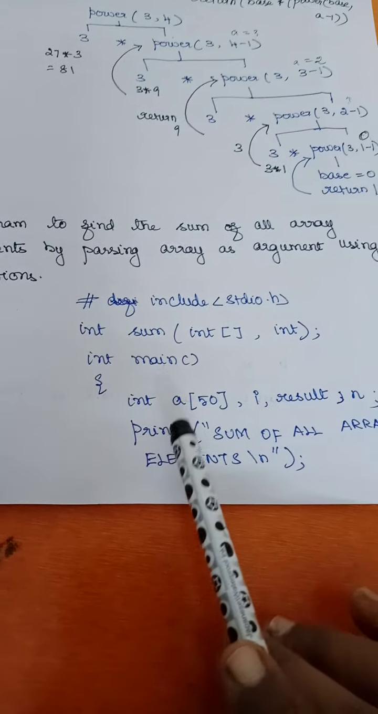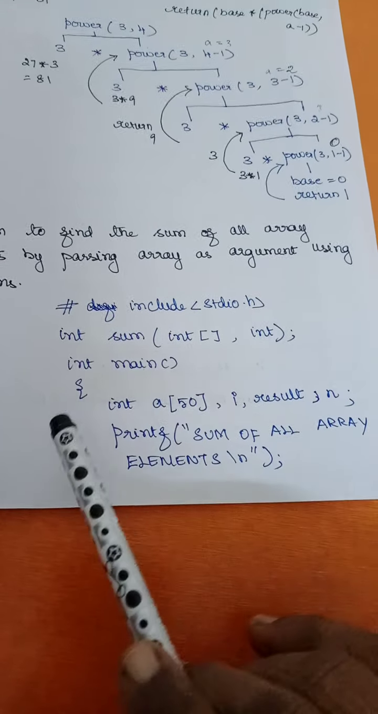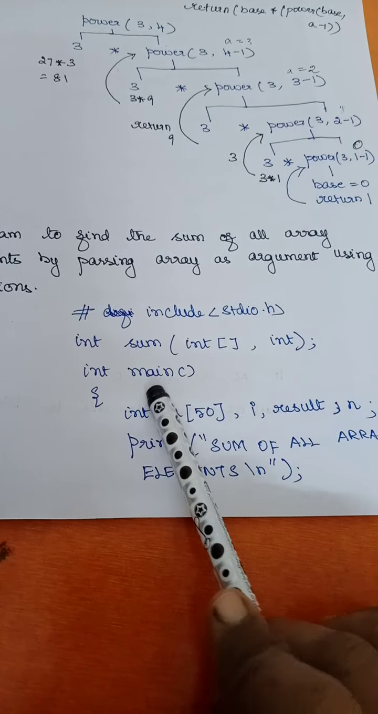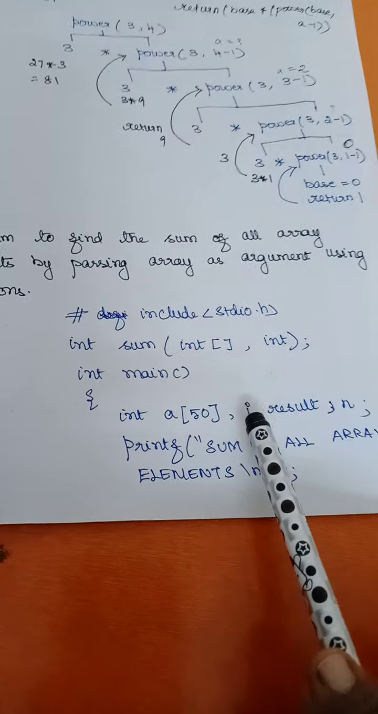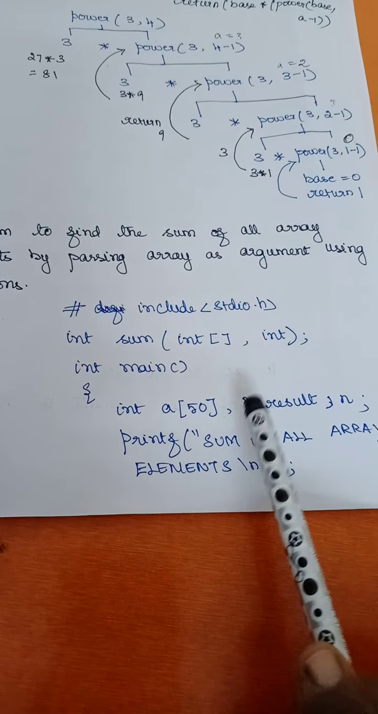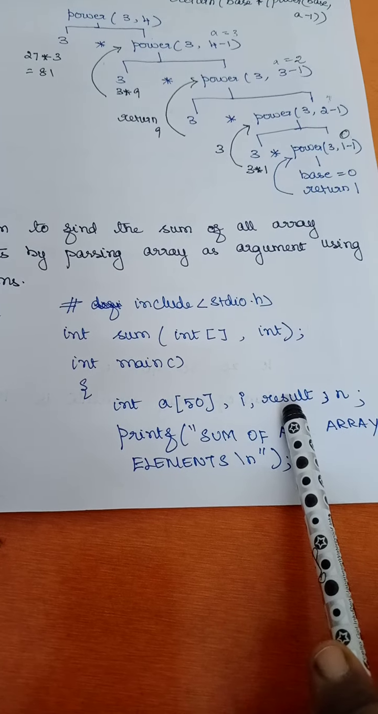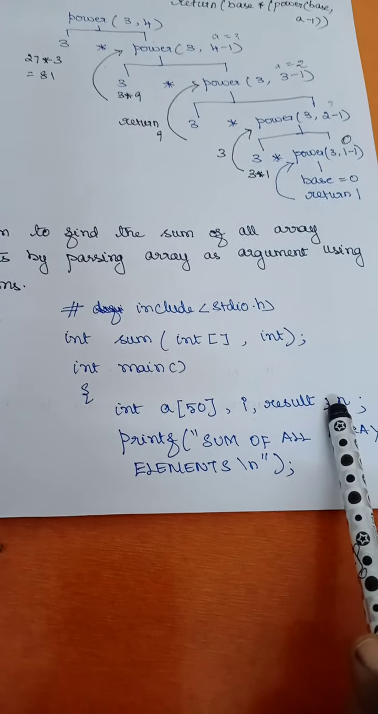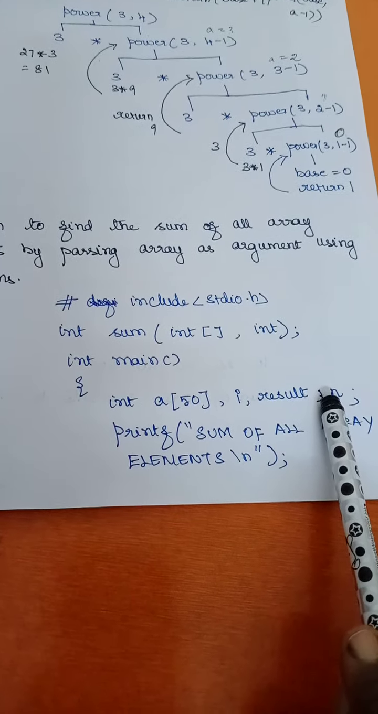Now we'll move on to the main program and then we'll see the sum function. Now int main, I have an array a and I have the integer value i, and for storing the result I need one variable, and this is to read the number of elements in an array, right?